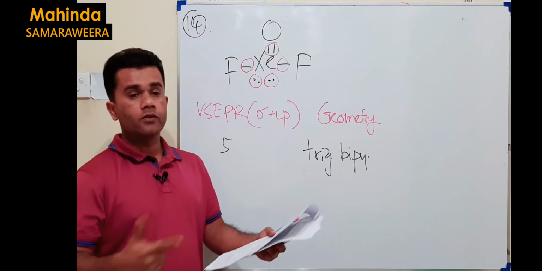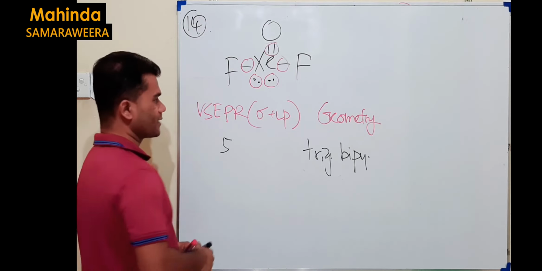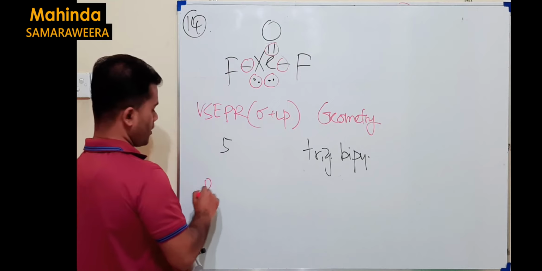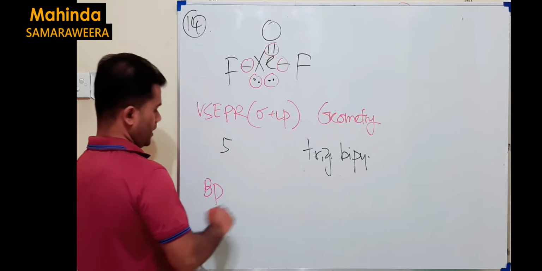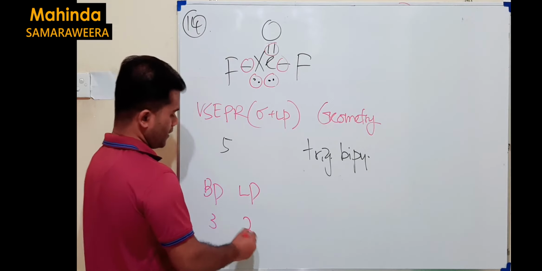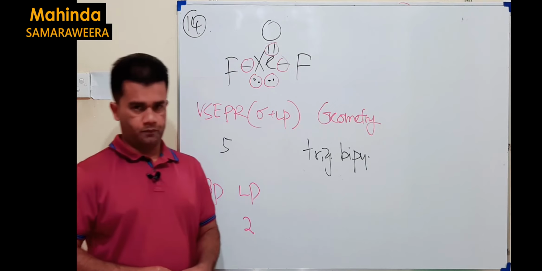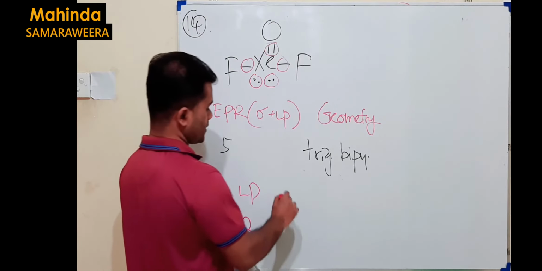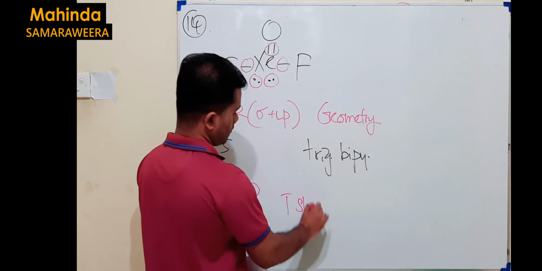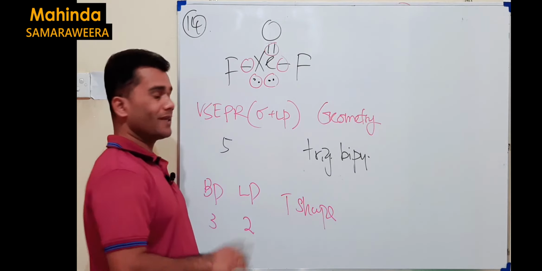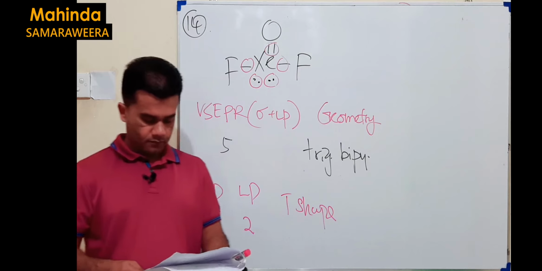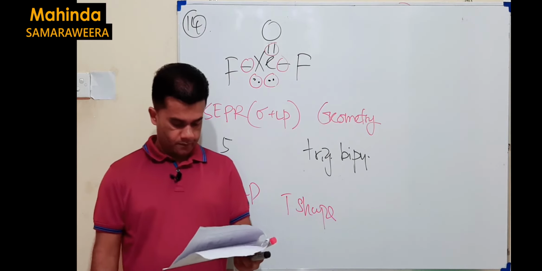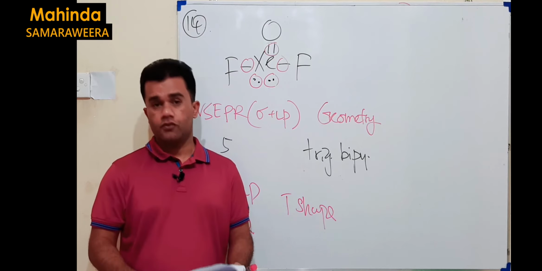Next, we have to find out the shape. But shape is predicted according to bonding pairs and lone pairs, you know. Here 3 bonding pairs are there and 2 lone pairs are there. 3 and 2, what's that? T shape. This is T shape. So trigonal bipyramid and T shape. Yes, it's the fifth answer.